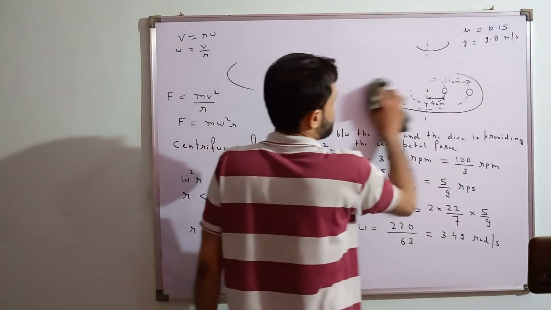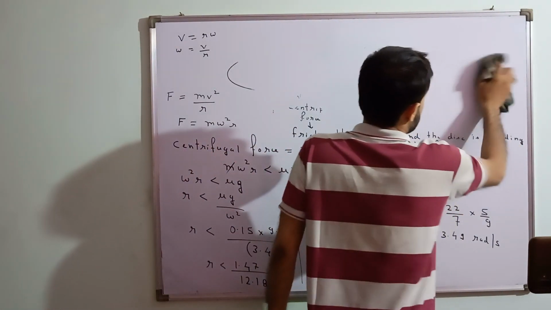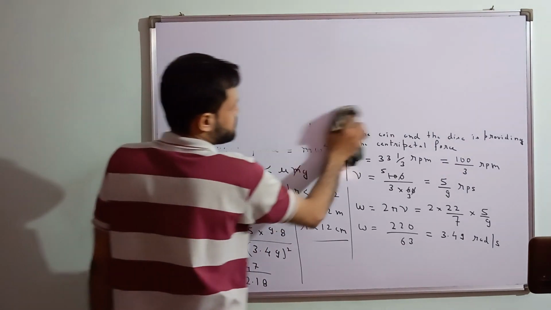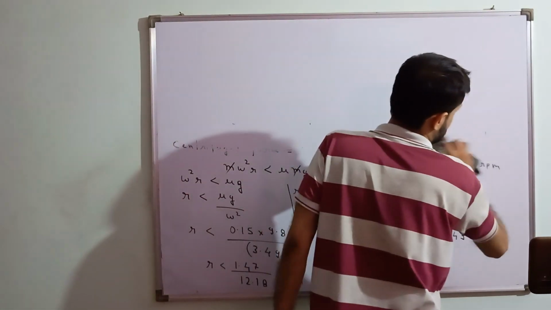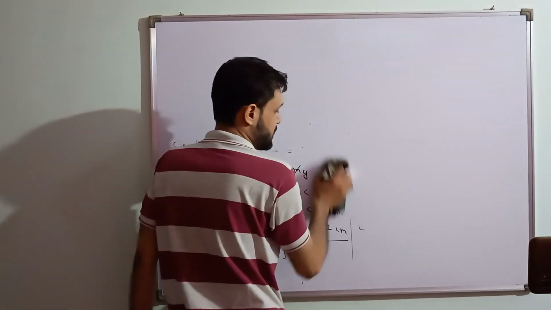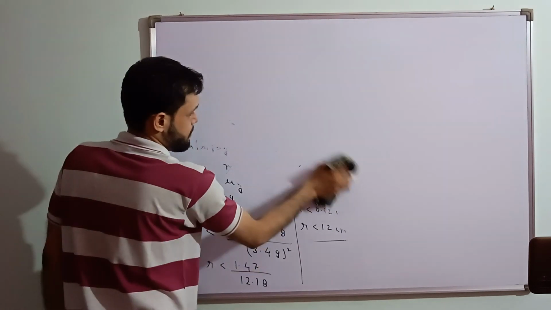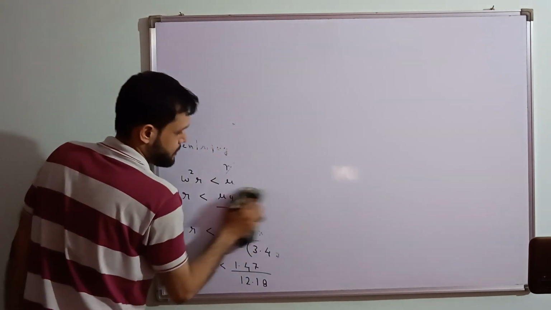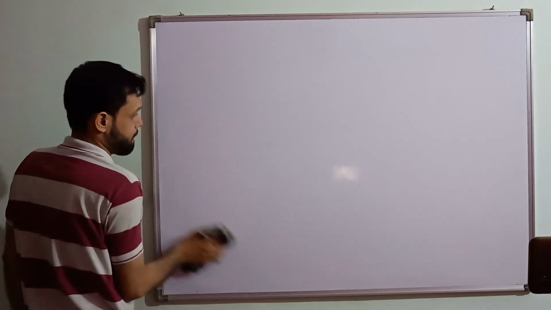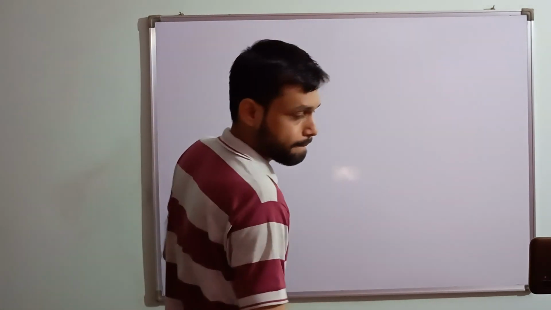Now let's see. Why is the motorcycle not falling? Are you getting this question? What are they asking? Are you getting what they are asking? Yeah. They are asking why the motorcycle is not falling when he is at the uppermost point.